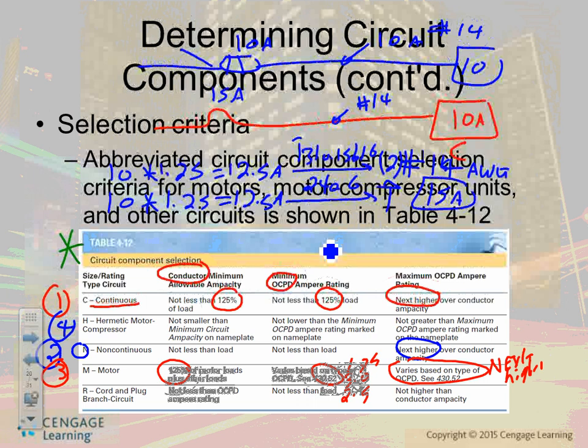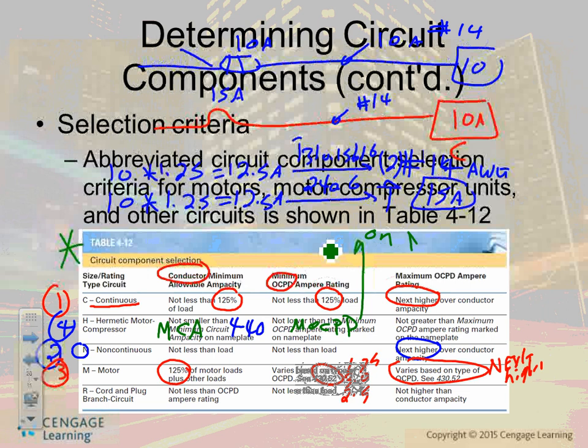The code has different articles for them, guys. So these are Article 440. Okay, now how do you size a conductor? There's something called minimum circuit ampacity and maximum overcurrent protection device, and these two are on the nameplate.